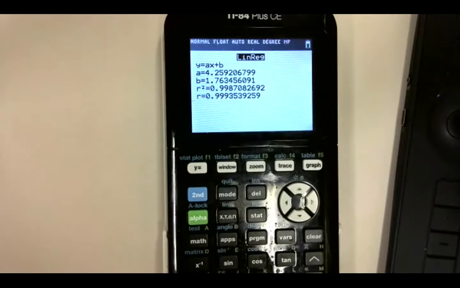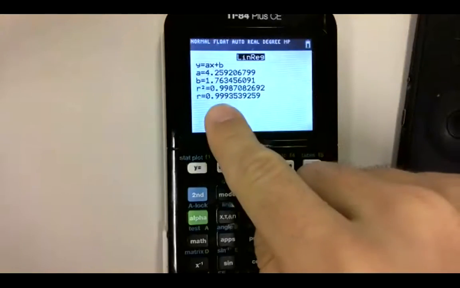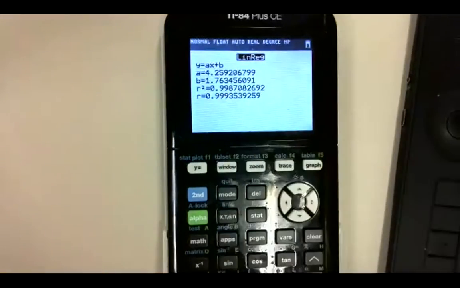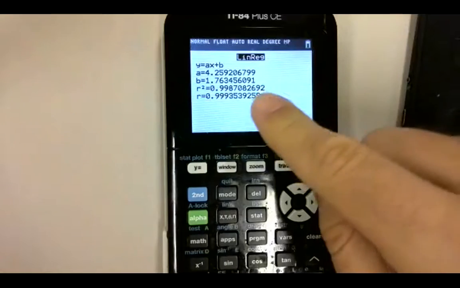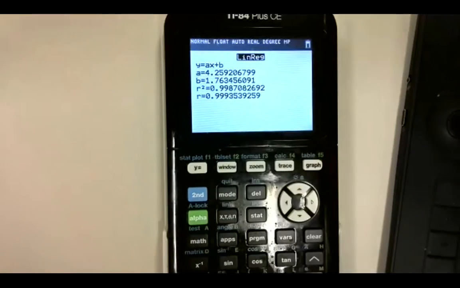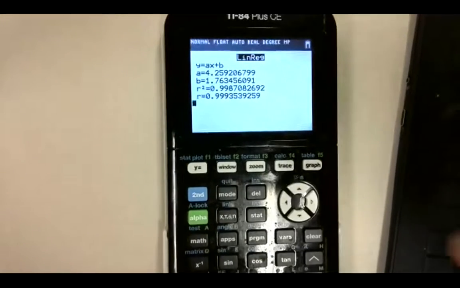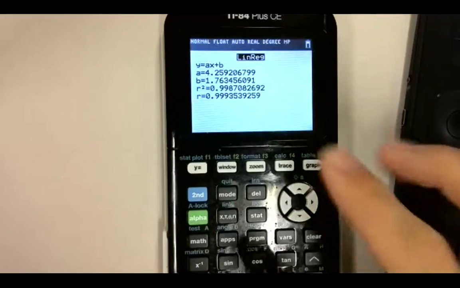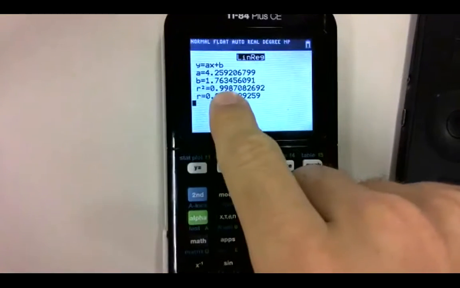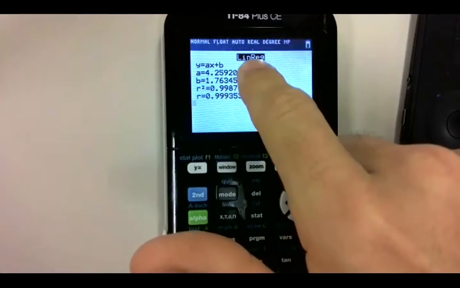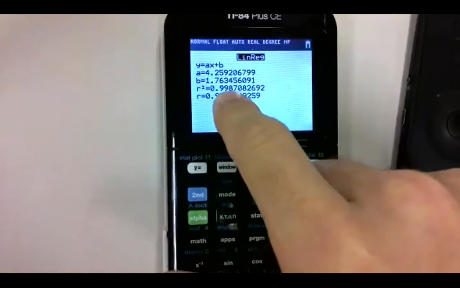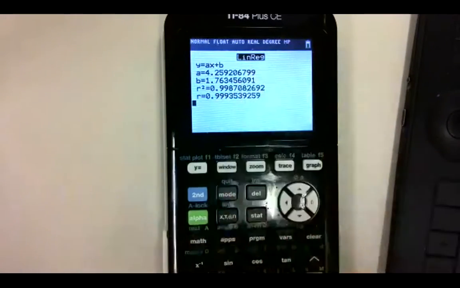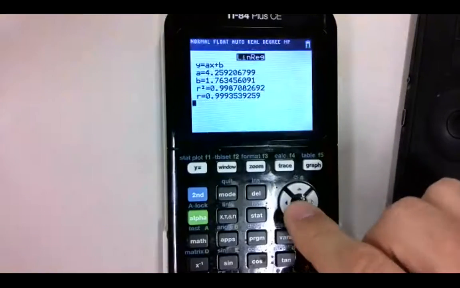All right, if it's above 0.6, that's a strong positive correlation. If it were negative, it would be a strong negative correlation. And if it's below 0.6, like 0.4, 0.5, 0.3, then I would say it's a weak positive or weak negative. The R squared is just letting me know how close this is to being perfectly linear. Well, it's pretty darn close, 99.8% or 0.998. So it's very close to being perfectly linear.